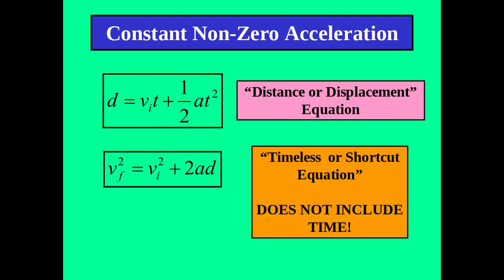The next formula that you have is the timeless formula. Notice in this formula, the only one that we have here out of these 5 that we're talking about, this one does not have time. So if you have a situation where you are not given time, this is your go-to formula. So you have VF squared is equal to VI squared plus 2 times your acceleration multiplied by your distance or your displacement.